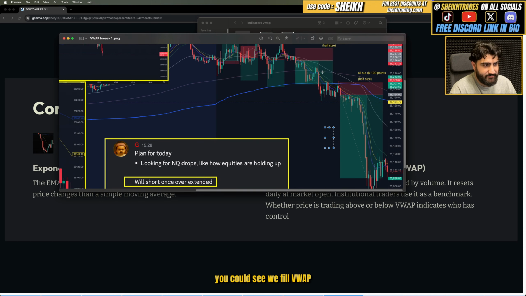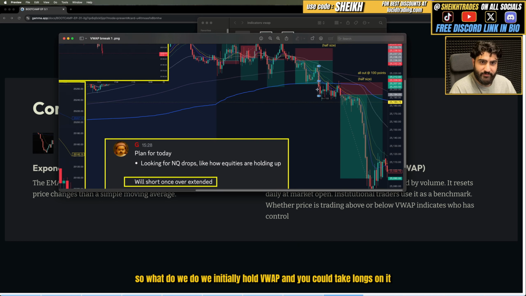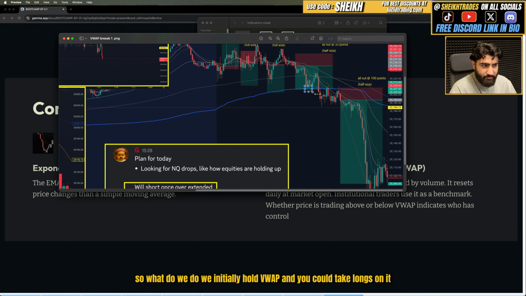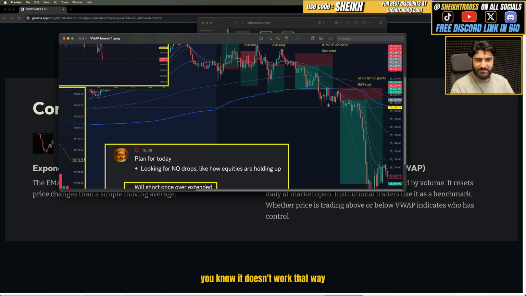You could see we fill VWAP. We initially hold VWAP, and you could take longs on it. I'm pretty sure some scalpers got nice longs off it. We then break VWAP, meaning sellers are in control. So I'm interested in selling, but just because it breaks VWAP doesn't mean I have to go sell. It doesn't work that way. Those are playbooks I have. They come, I have to have a reason to go short, and then we go up. Mini FBO. So we fill those mini levels.